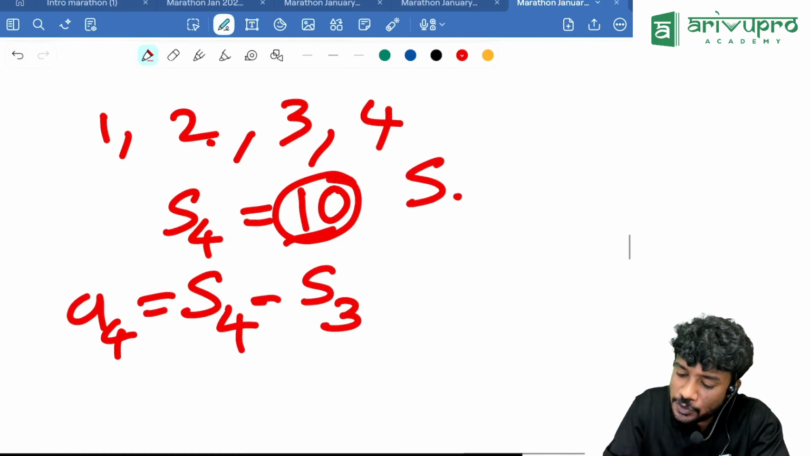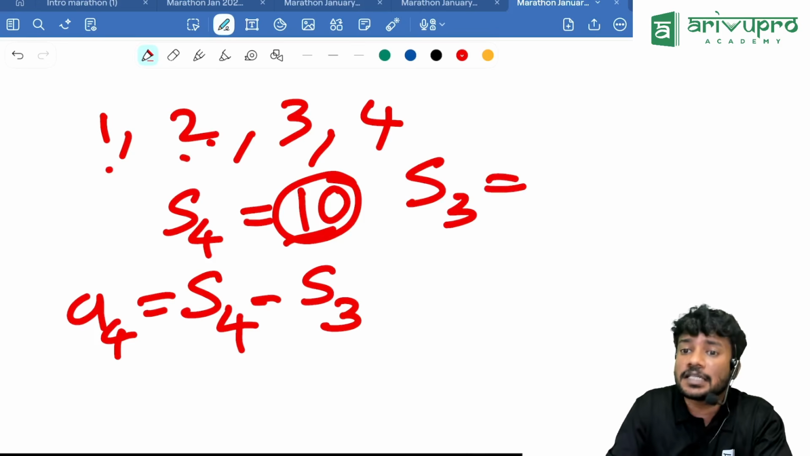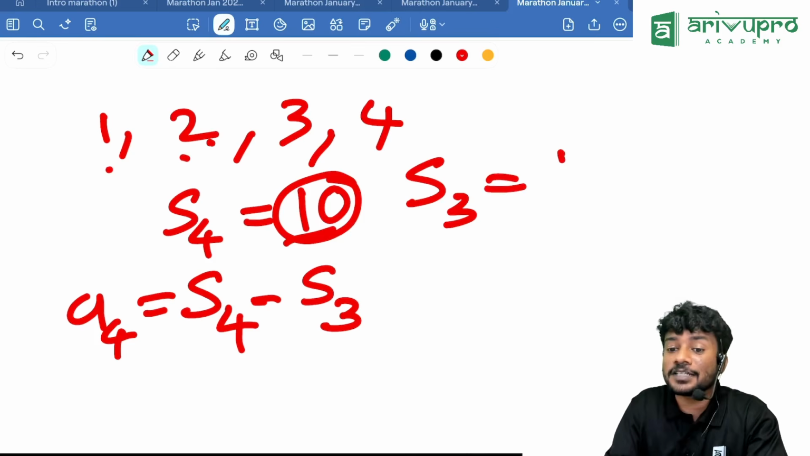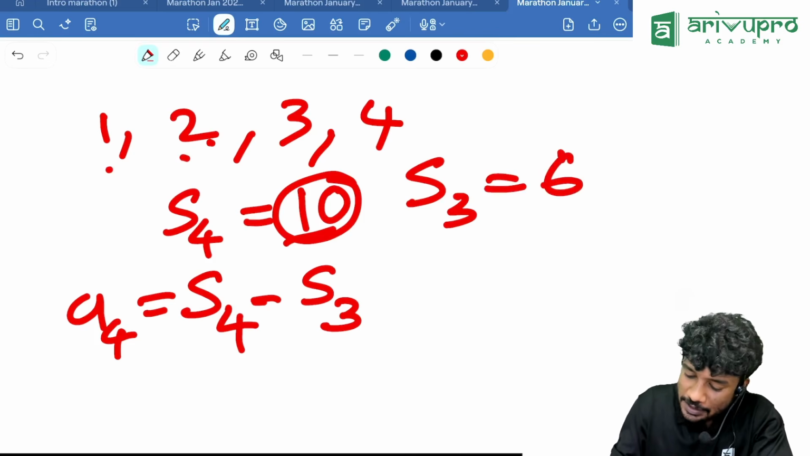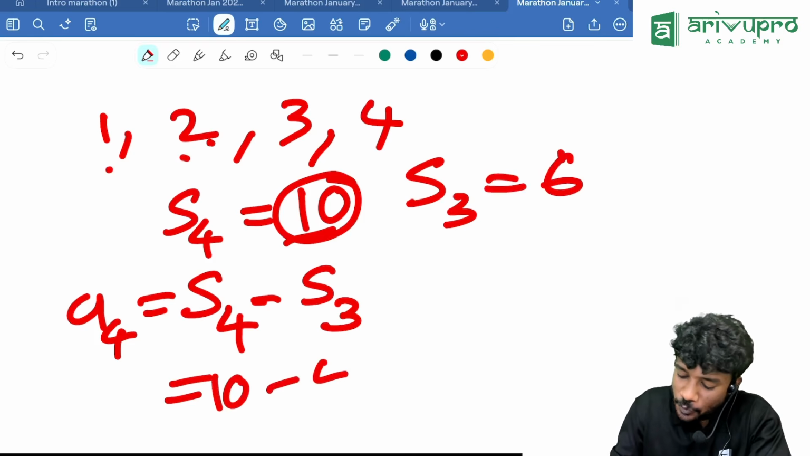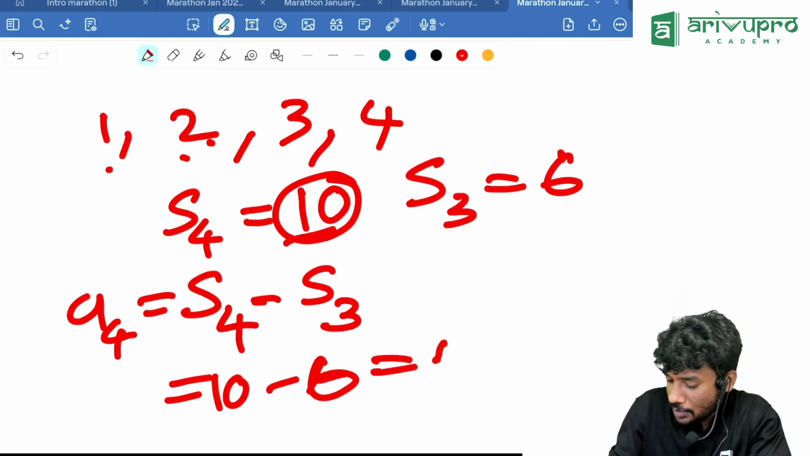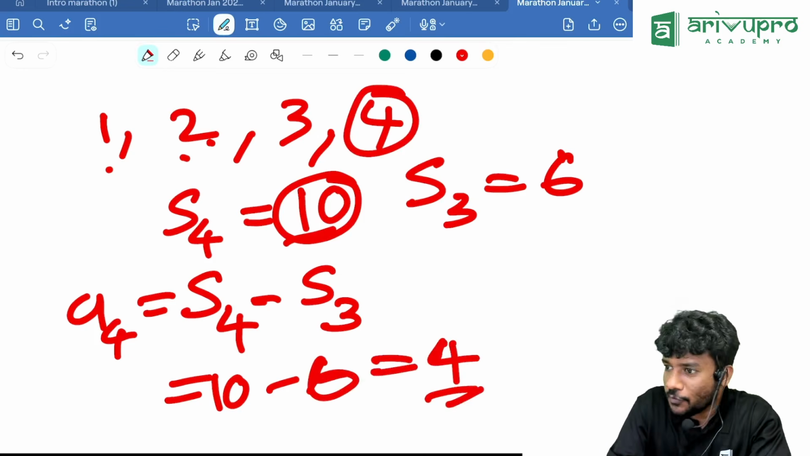Sum of 3 terms, you tell me, that is 1 plus 2 plus 3, is how much? 6. That means 10 minus 6 is how much? 4. So that means it is 4.